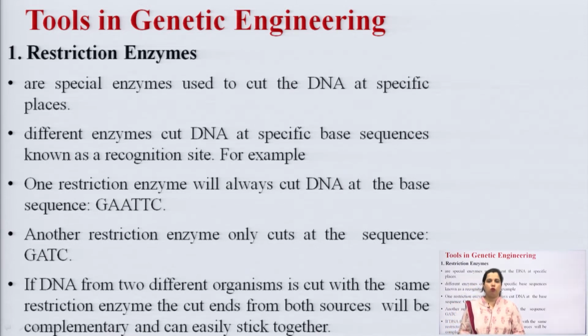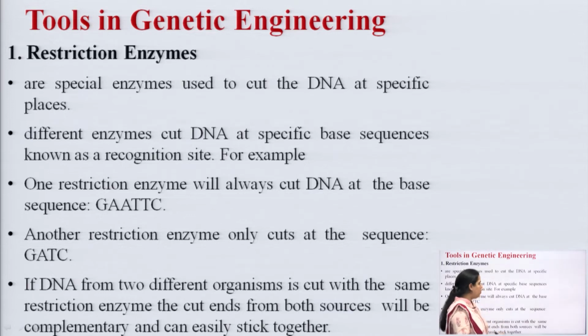Tools in genetic engineering. For achieving a particular process, we must know how to approach it. First is restriction enzymes. As I have told you, remember the term recombinant DNA technology here. It is a key terminology for how we make that particular modification using these enzymes, restriction enzymes. These are special enzymes used to cut DNA at specific places. Different enzymes cut DNA at specific base sequences known as recognition sites. For example, one restriction enzyme will always cut DNA at the base sequence GATTC.